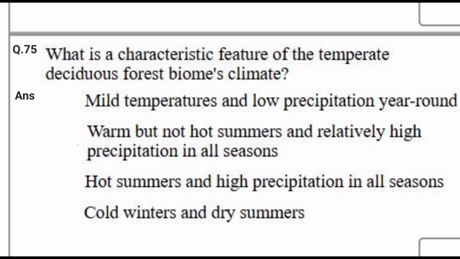What is the characteristic feature of the temperate deciduous forest biome's climate? Options are: mild temperatures and low precipitation year around; warm but not hot summers and relatively high precipitation in all seasons; hot summers and high precipitation in all seasons; cold winters and dry summers. For this, the correct answer is warm but not hot summers and relatively high precipitation in all seasons. So that is the correct answer.